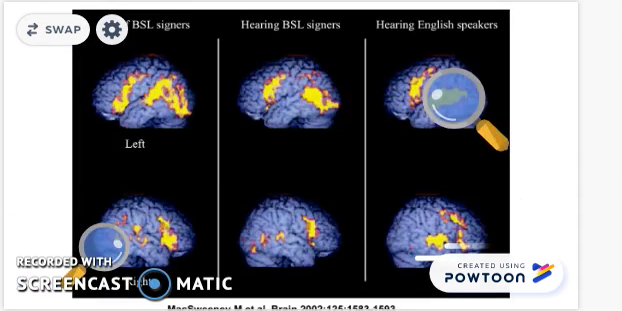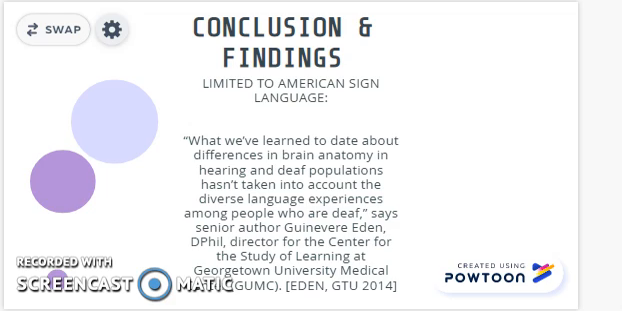Moving on from that, this is another example of the differences of the left and right hemisphere when compared in neural imaging. We are quickly going to go on to our conclusions and findings, which I found from Eden and Georgetown University. He said that we've learned to date about differences in brain anatomy in hearing and deaf populations, but haven't taken into account the diverse language experiences among people who are deaf. So that is something I definitely think we need to take into account and do more research on.